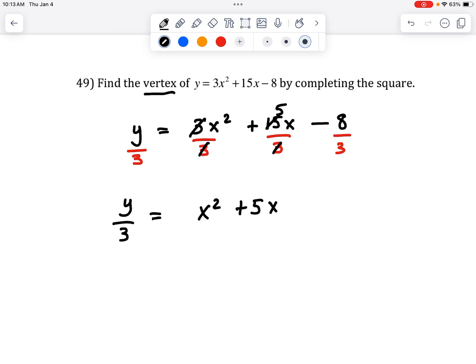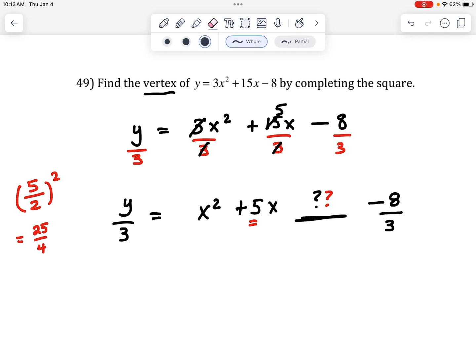And then the negative 8/3 cannot be simplified, but I am going to move it over a little bit and just leave some space right here, because basically we need to know what number goes right here so that we can factor. And that number comes from, you take the number in front of x, and I'm just going to do this off on the side, cut it in half, and then square it. When you do that, it gives us 25 over 4. So that's the number we need where this question mark was so that we could factor it.